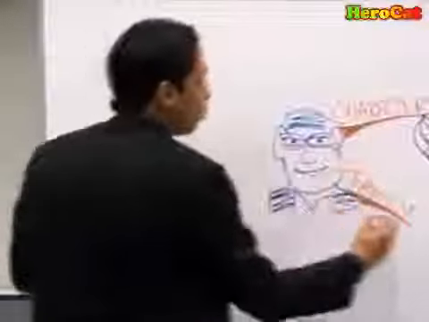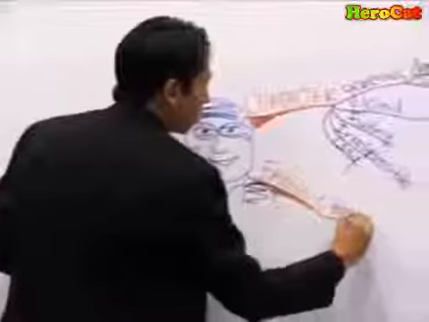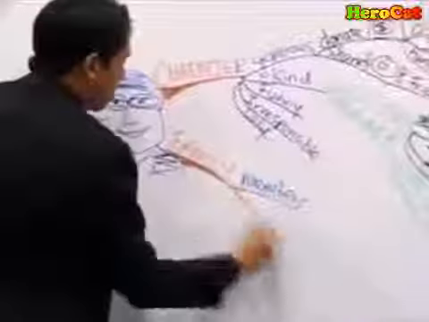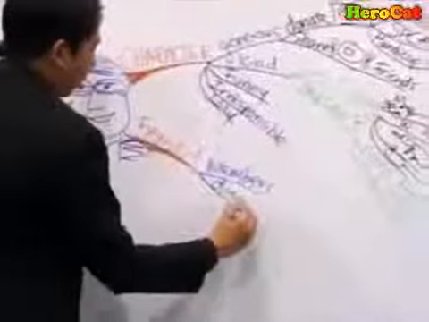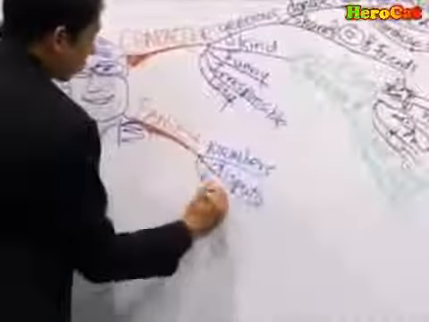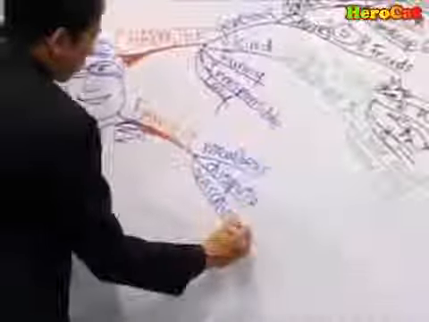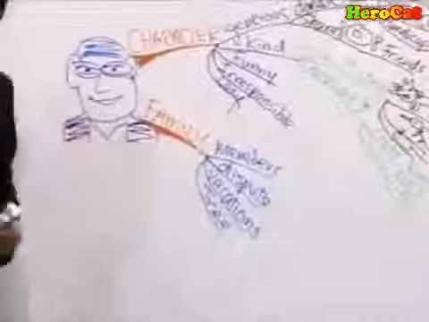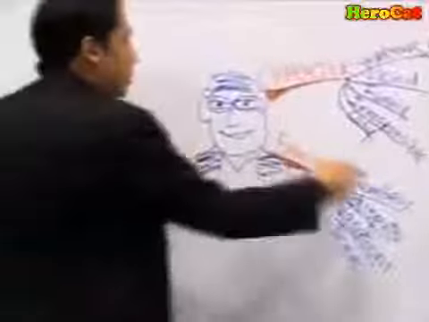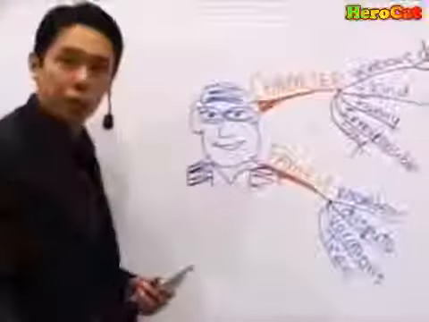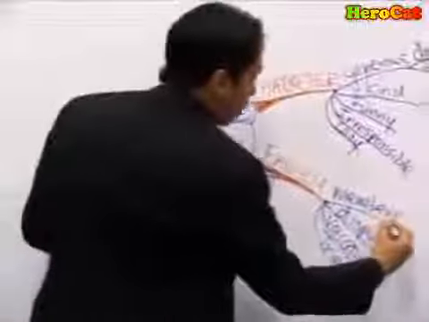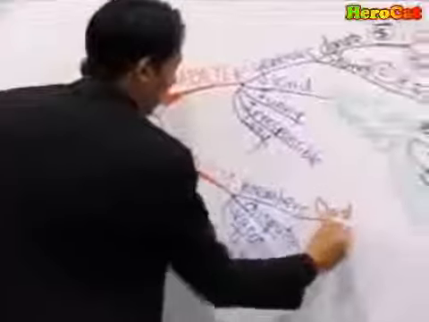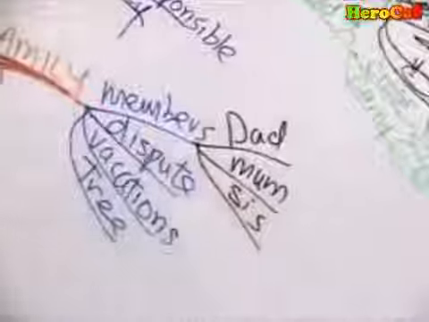For example, under family, you could talk about family members, family disputes, family vacations, family tree, right? These are all possible major main points. So again, under family members, could you further branch it out? Yeah, could further branch out members into dad, into mom, into sis, right?